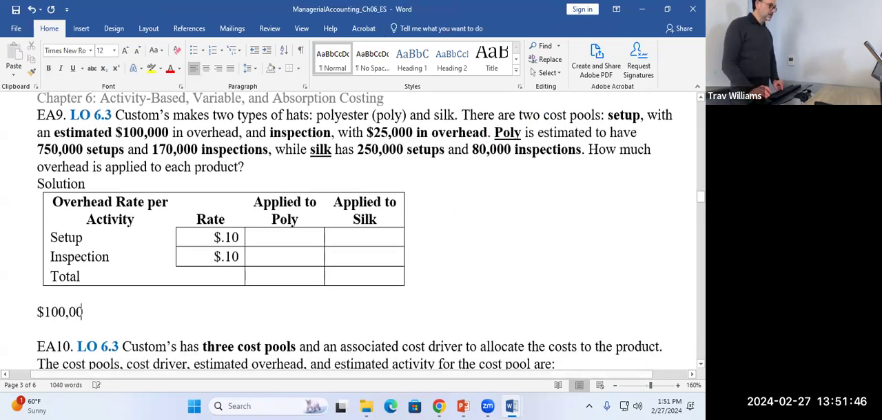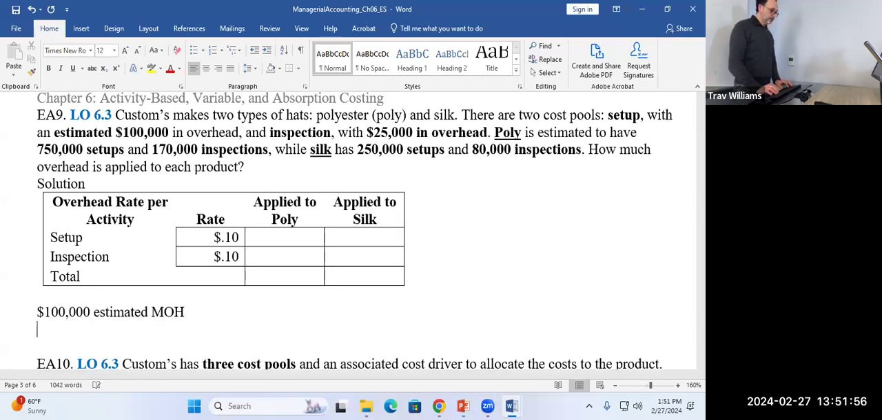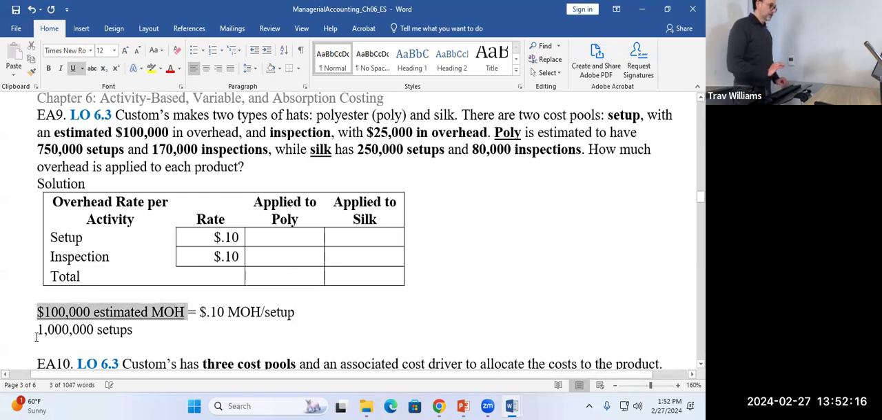Right? 100,000 overhead divided by 1 million setups, and that equals 10 cents of manufacturing overhead per setup. So that is correct. And then we can do the same thing with inspection.